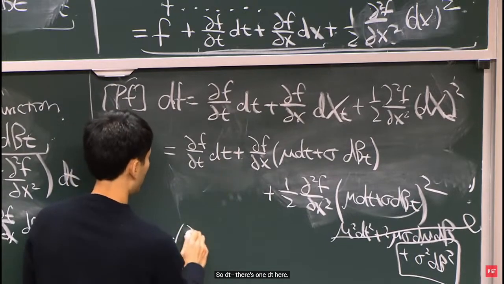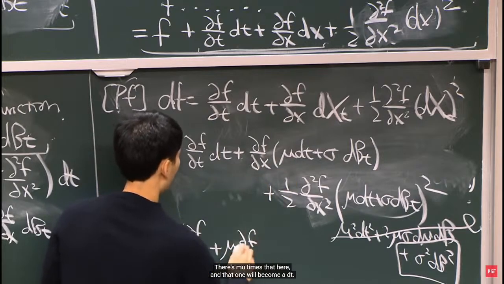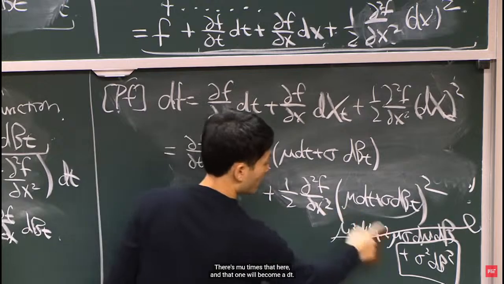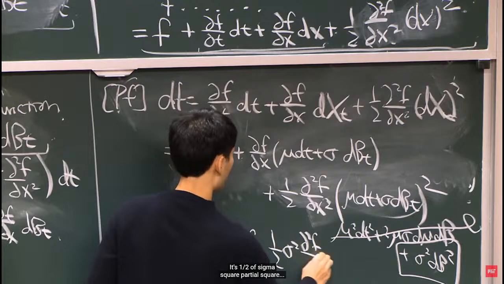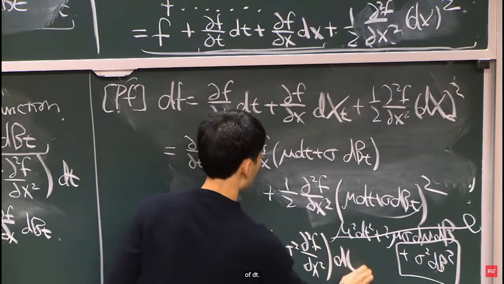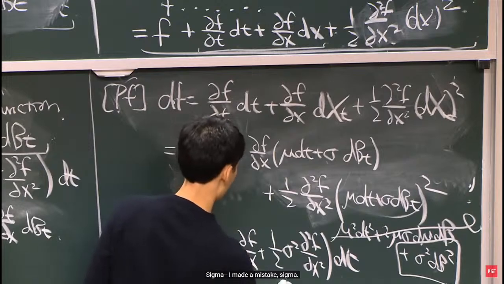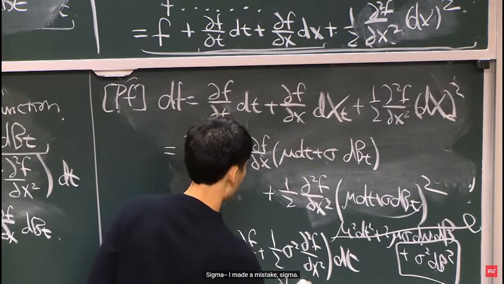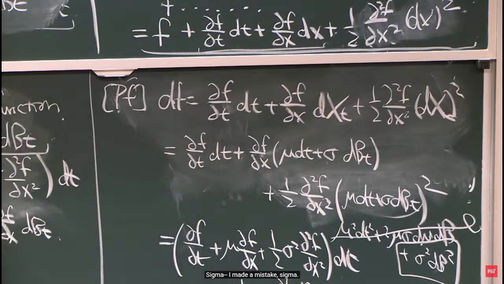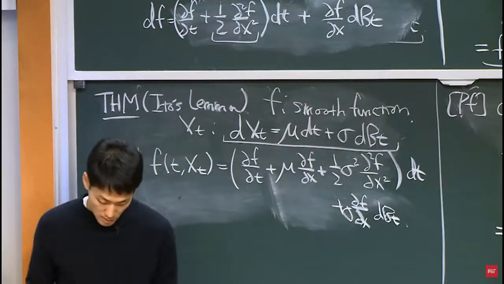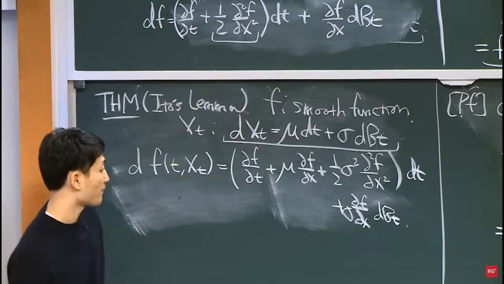And then you just collect the terms. So dt, there's one dt here. There's mu times that here. And that one will become a dt. So it's one half of sigma squared times partial squared f, dt. And there's only one dBt term here. Sigma, and I made a mistake. Sigma. Yes.